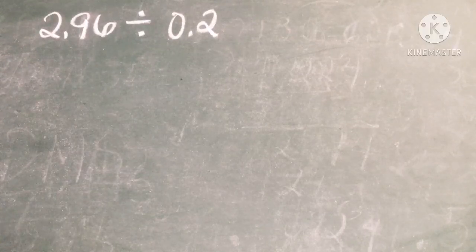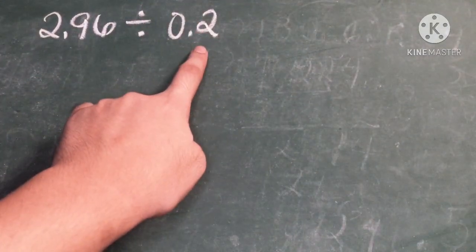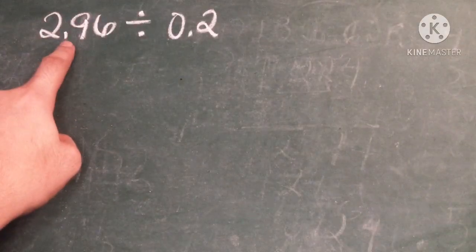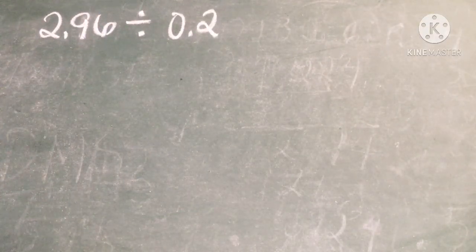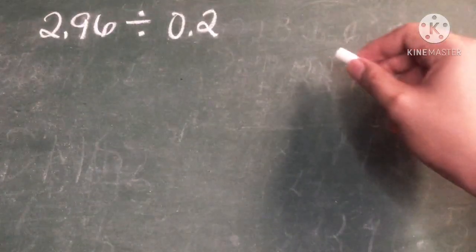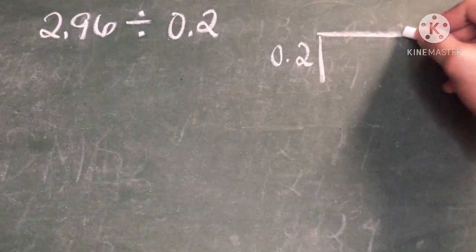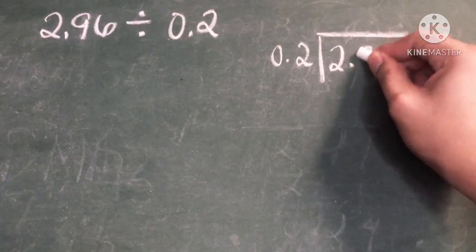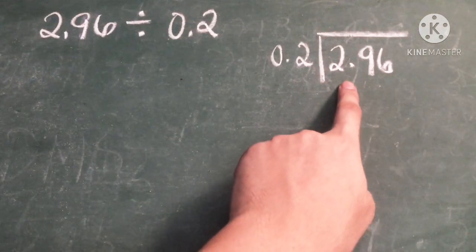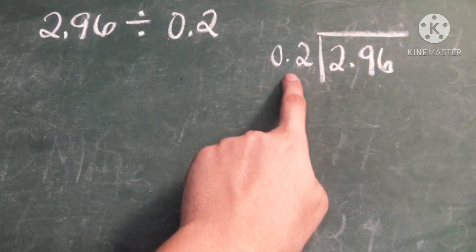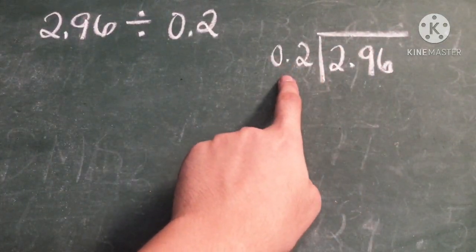This is our first given. We have 2 and 96 hundredths divided by 2 tenths. So, ito ang ating dividend at ito ang ating divisor. So, isusulat natin sila in division form ng pagganito. 0 and 2 tenths divided, yan, dito. 2 and 96 hundredths. So, this is our dividend and this is our divisor. 2 and 96 hundredths divided by 2 tenths.